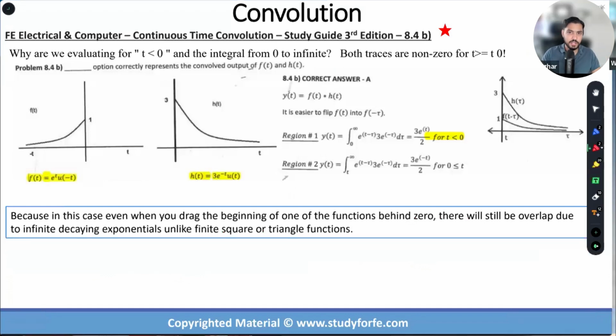Question number 2, and this is again coming from the study guide. This is from 3rd edition 8.4b. In this case, both are infinite exponential functions. Why are we evaluating t less than 0 and the integral from 0 to infinity, and should be infinity? Both traces are non-zero for t greater than or equal to 0. Exclamation mark. Very surprised. Are you guys following the question?